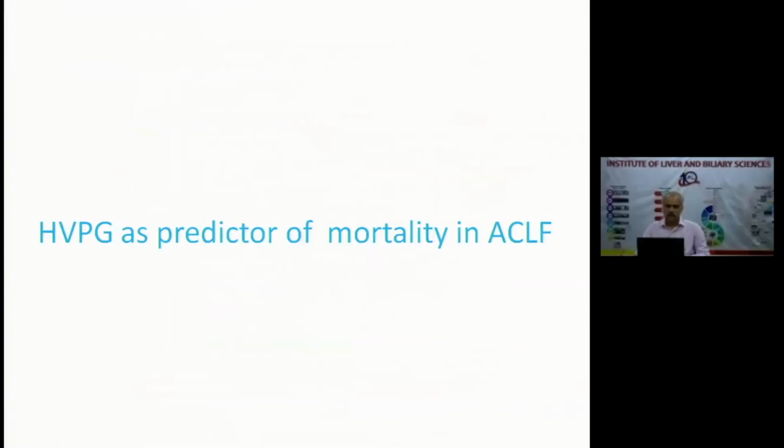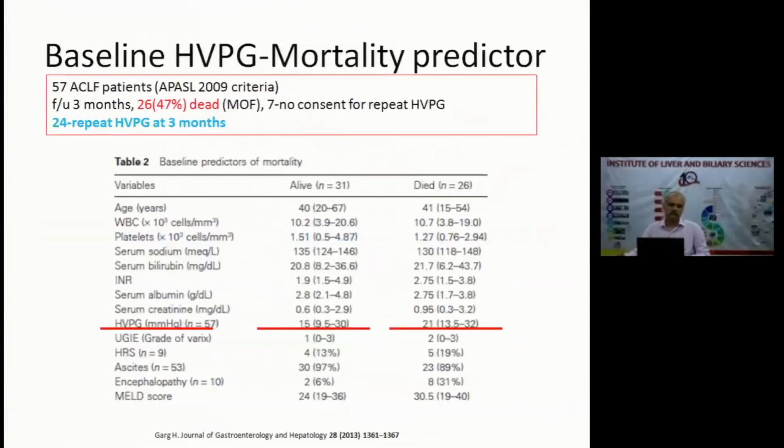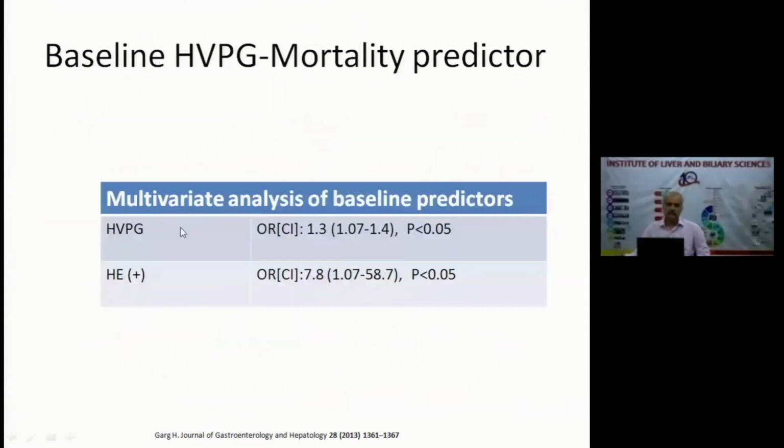Now, HVPG as a predictor of mortality in ACLF. This was again our data, 57 ACLF patients, follow-up of 3 months, 47% dead within 3 months, 24 repeat HVPGs at 3 months. As compared to alive patients versus dead patients, HVPG was 15 in alive patients, whereas 21 in dead patients. And on multivariate analysis of the baseline predictors, HVPG and presence of encephalopathy were significant predictors of mortality.